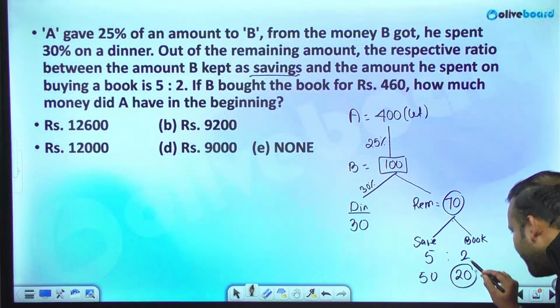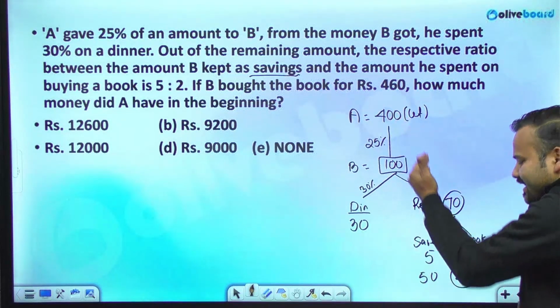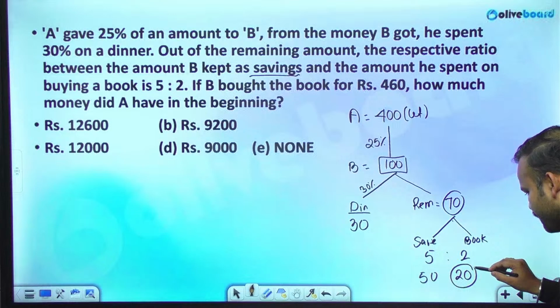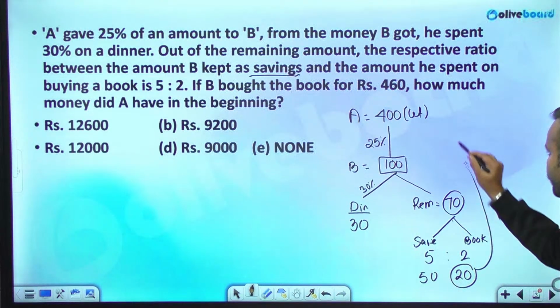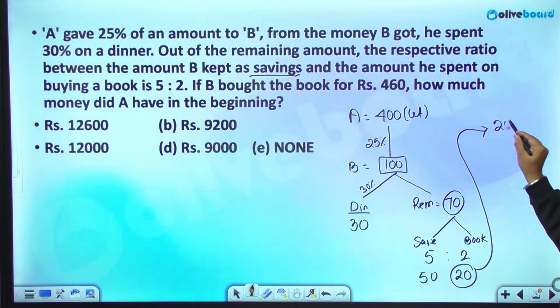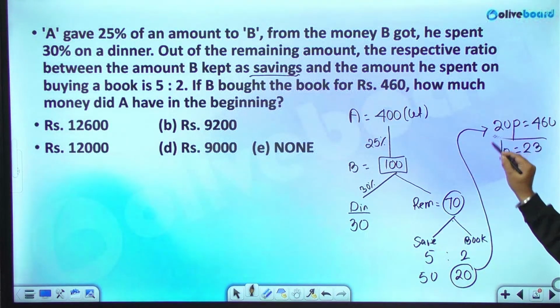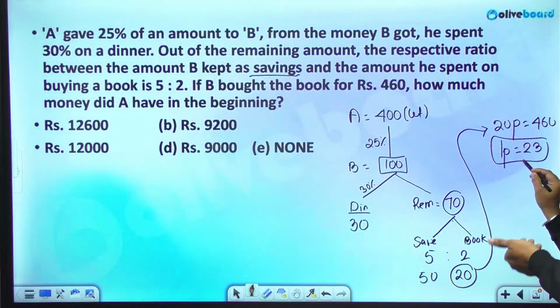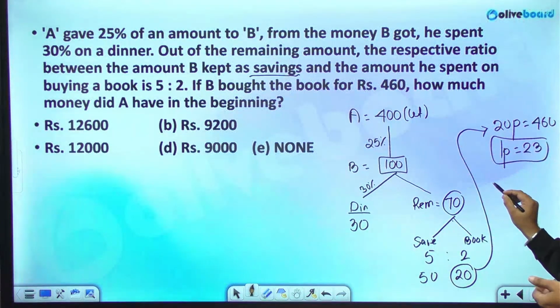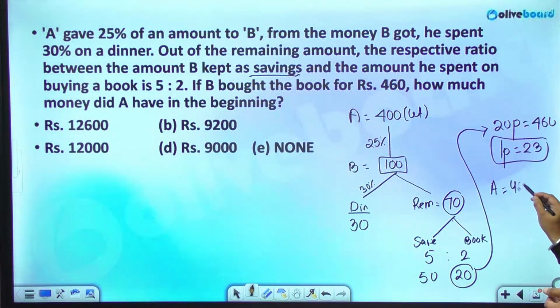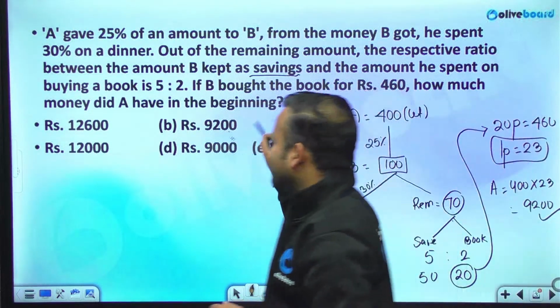According to my consideration, the amount of money spent on the book is 20 units, which according to the question is 460 rupees. That means each value will be 23 times. So 1 unit is equivalent to 23. So the amount A had in the beginning is 400 times 23, that is 9200. So the amount with A was 9200.